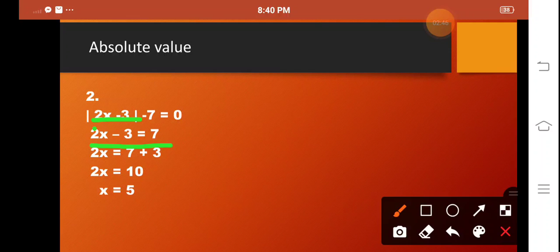By additive inverse, we get 2x is equal to 7 plus 3. By combining like terms, we get 2x is equal to 10. Then by multiplicative inverse, we multiply this by 1/2, or by division property, we divide both sides by 2. So the result is x is equal to 5.